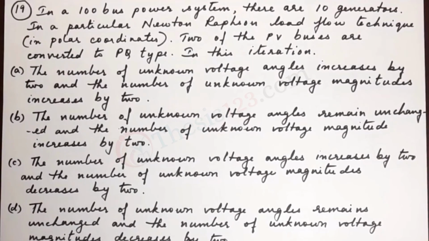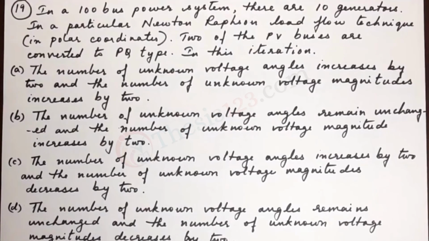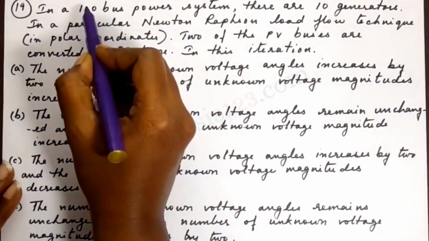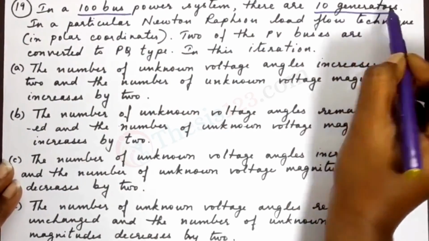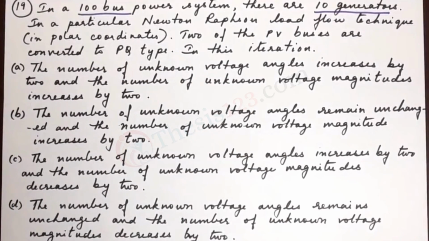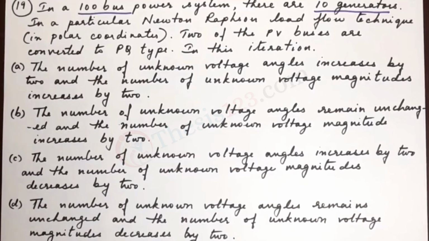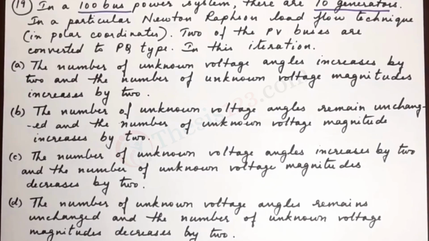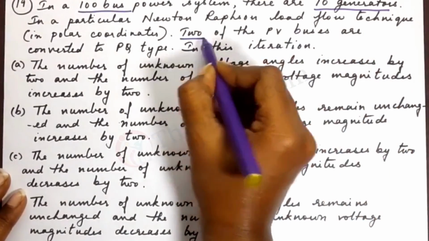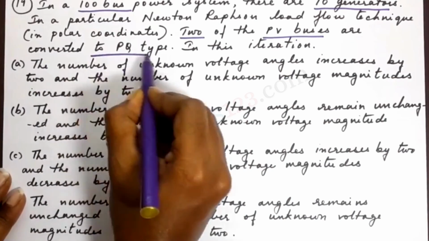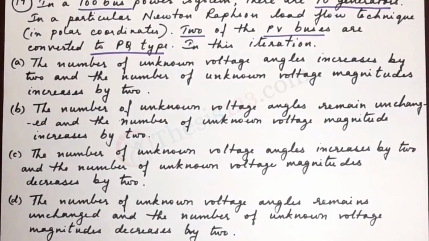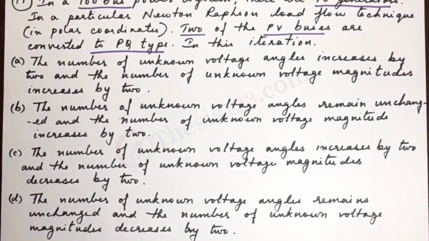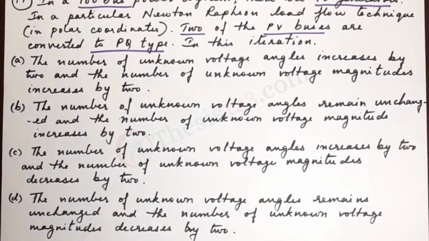So here's the next question, number 19. The question reads, in a 100 bus power system, there are 10 generators. Let me just underline that so that we know what we're dealing with. We have a 100 bus power system and we have 10 generators. In a particular Newton-Raphson load flow technique in polar coordinates, 2 of the PV buses are converted to PQ types. So we have 2 PV buses that are converted to PQ. In this iteration, the choices are the number of unknown voltage angles increases by 2 and the number of unknown voltage magnitudes increases by 2.